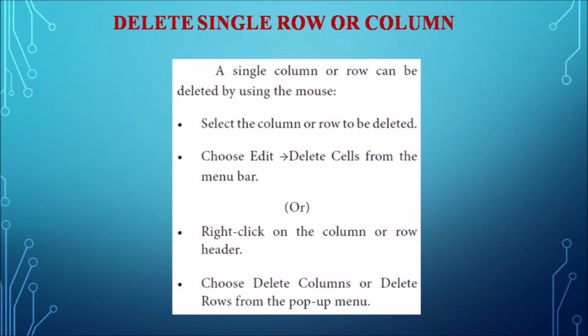Next we are going to see deleting a single column or row. Till now we have seen how to insert columns, rows and cells with the help of the pop-up menu, the menu bar and also the toolbar. Now we are going to see how to delete an inserted column or row. A single column or row can be deleted by using the mouse. First, select the column or row to be deleted.